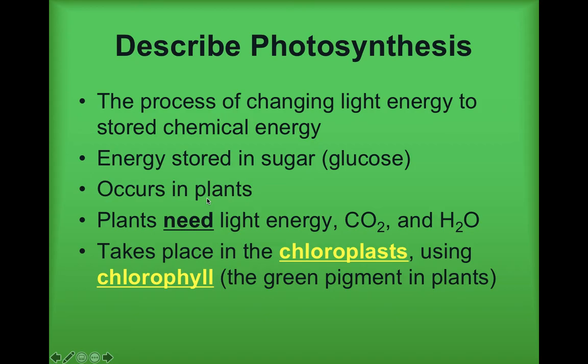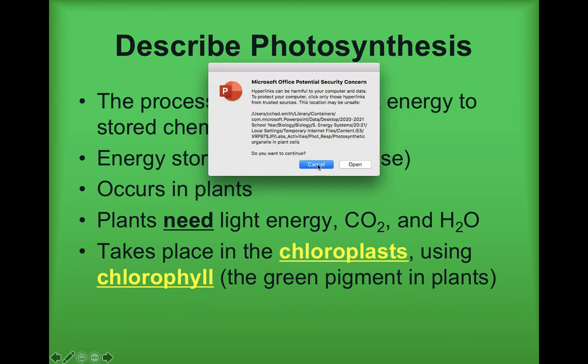It does occur in other things. You have algae, of course. You have some photosynthetic single-celled organisms that it's going to occur in. But for the sake of argument, let's say it occurs in plants because we're more familiar with that. So plants need light energy, carbon dioxide, and water. Remember, we say that if it needs it, that's the reactant. That's what it's going to react with in order to produce food. This is going to take place in the chloroplasts.